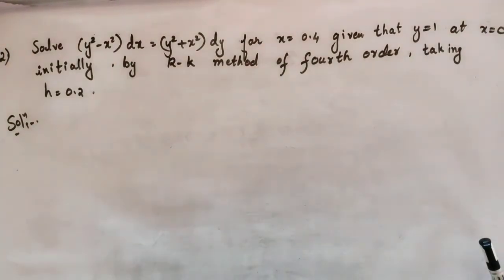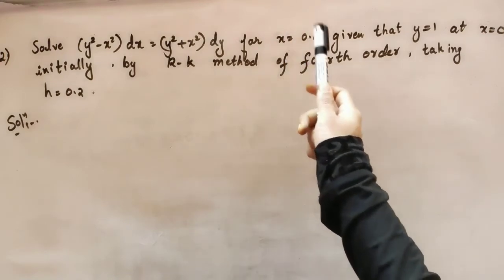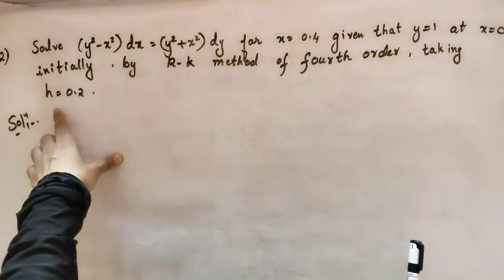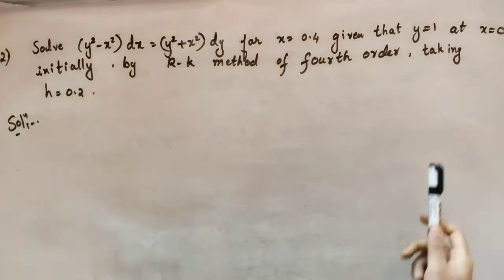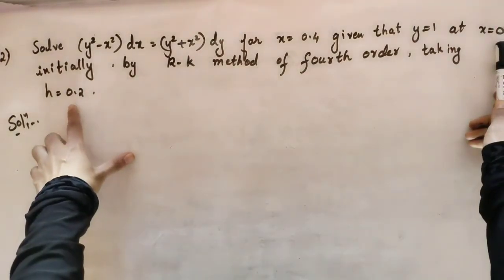Solve (y square minus x square) dx is equal to (x square plus y square) dy for x is equal to 0.4, given that y is equal to 1 at x is equal to 0 initially, by the RK method of fourth order, taking h is equal to 0.2. You are being asked to work for the value of y at 0.4, but by taking h is equal to 0.2, initially x is 0. If you add 0.2 to it, it becomes 0.2.